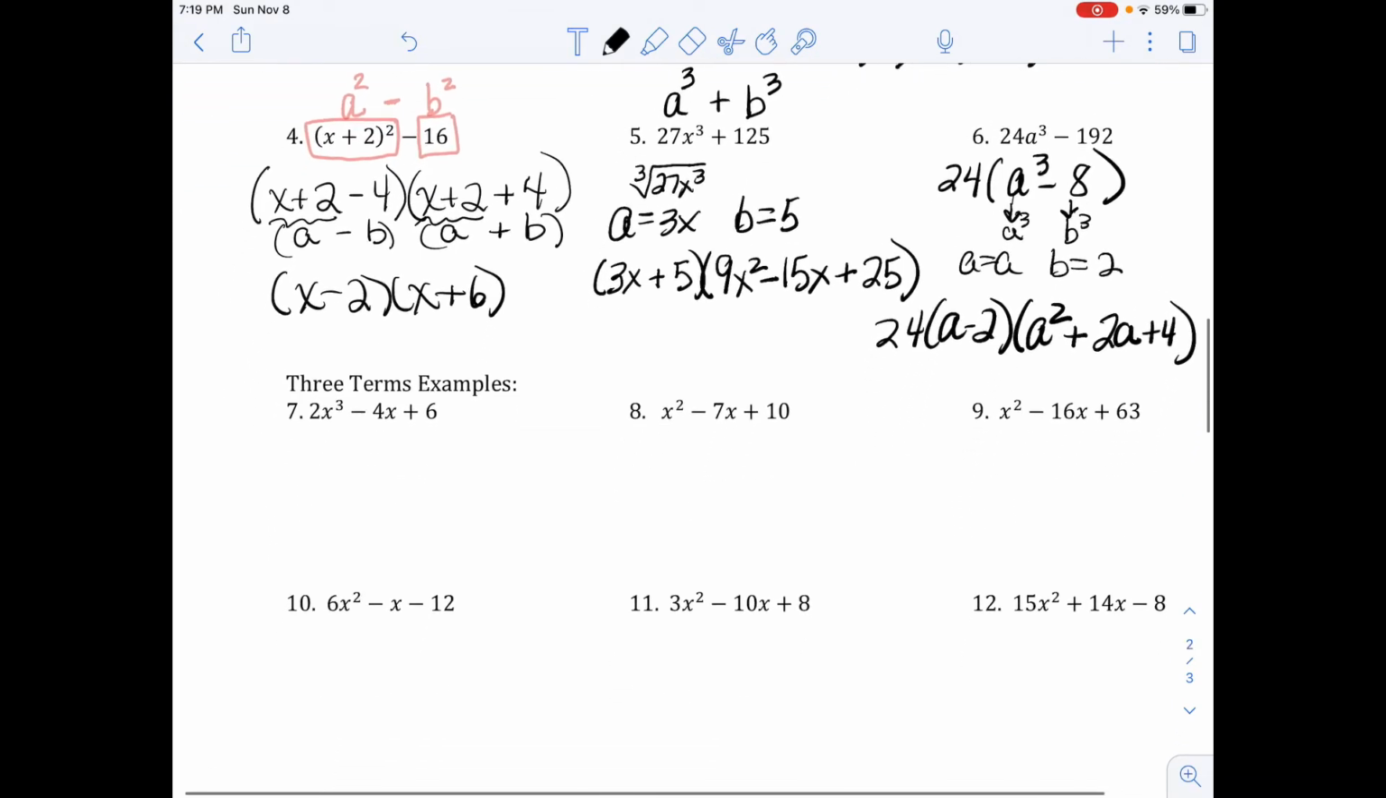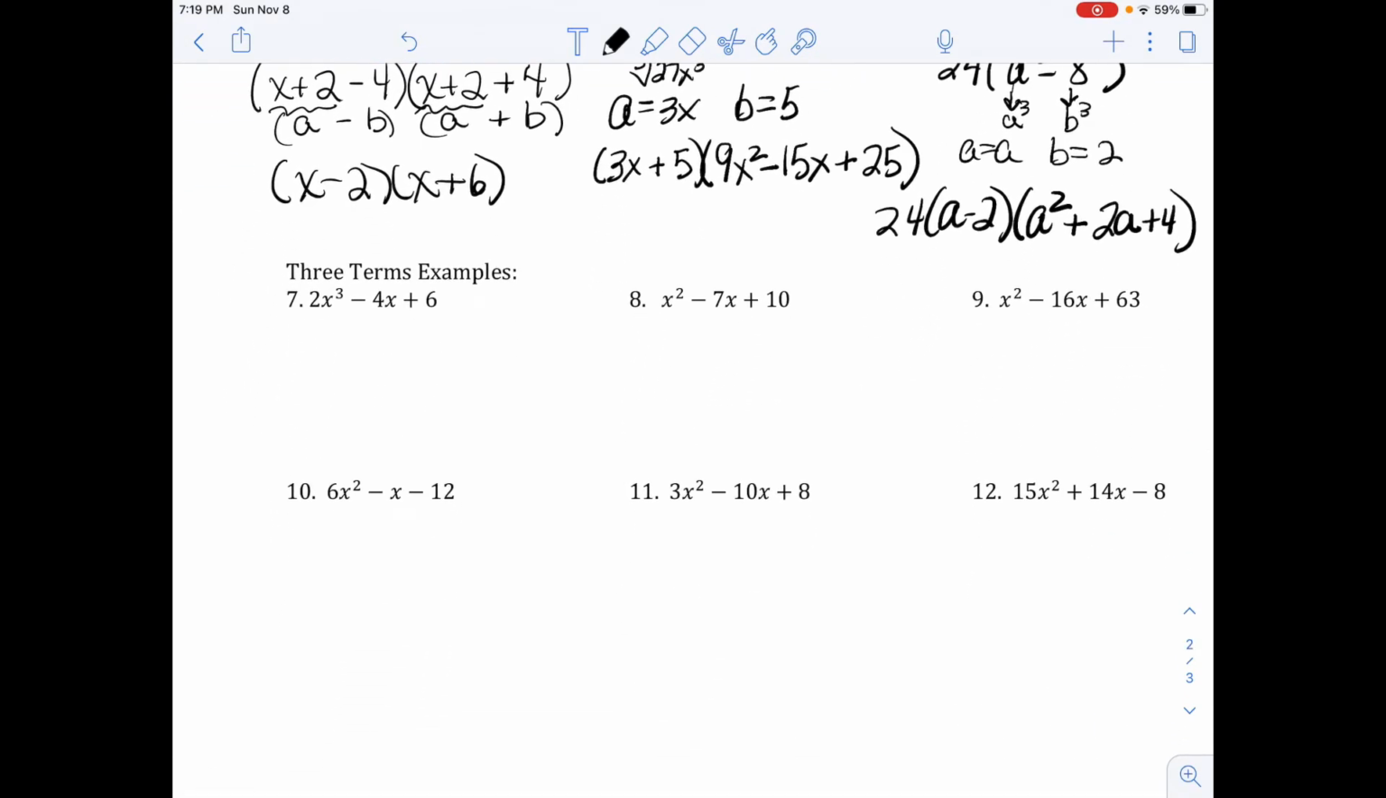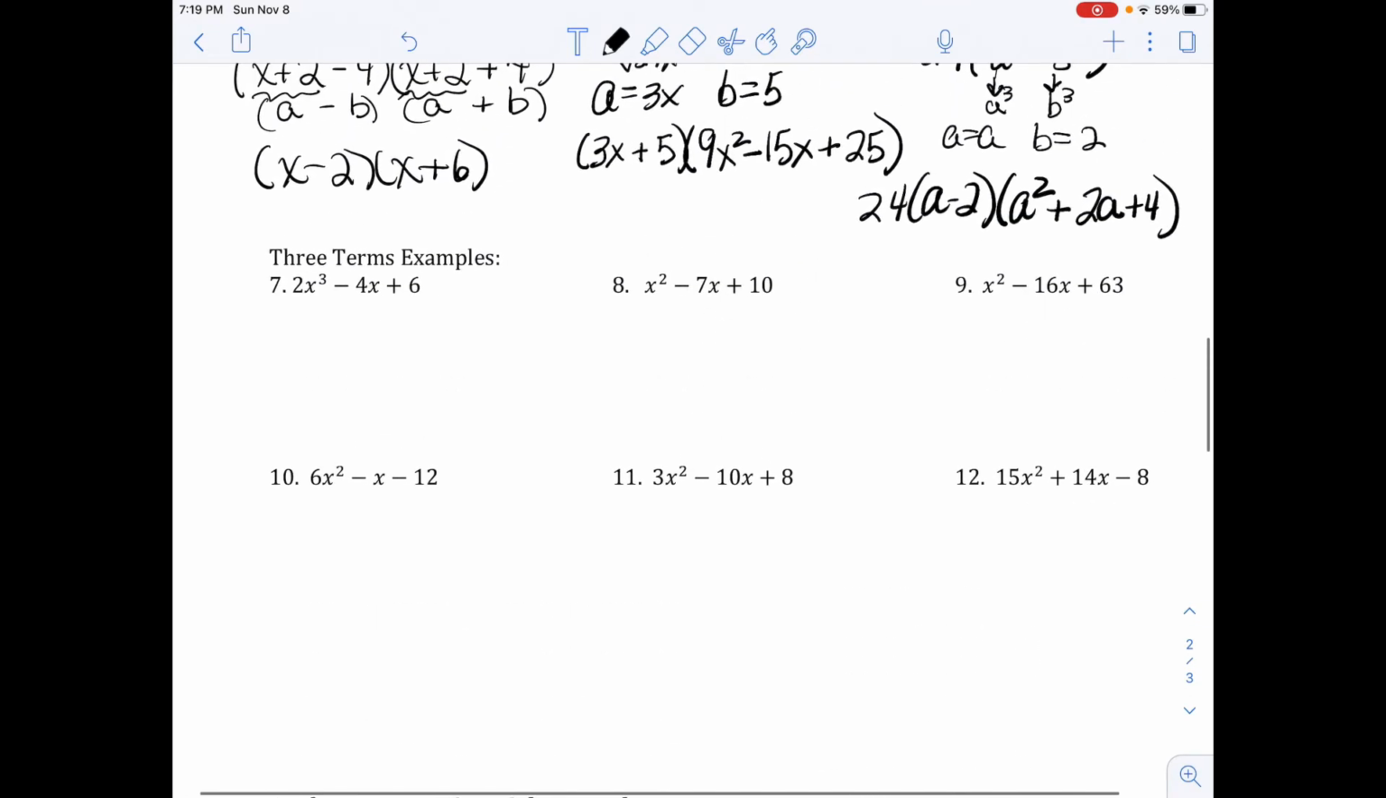All right, that's a bunch of examples on 2 terms. Now let's move on to examples on 3 terms, all right? Again, always begin with the GCF. So the GCF here is 2, and we're going to have x cubed minus 2x plus 3. So 2 is in common to all 3 terms, and that's it.